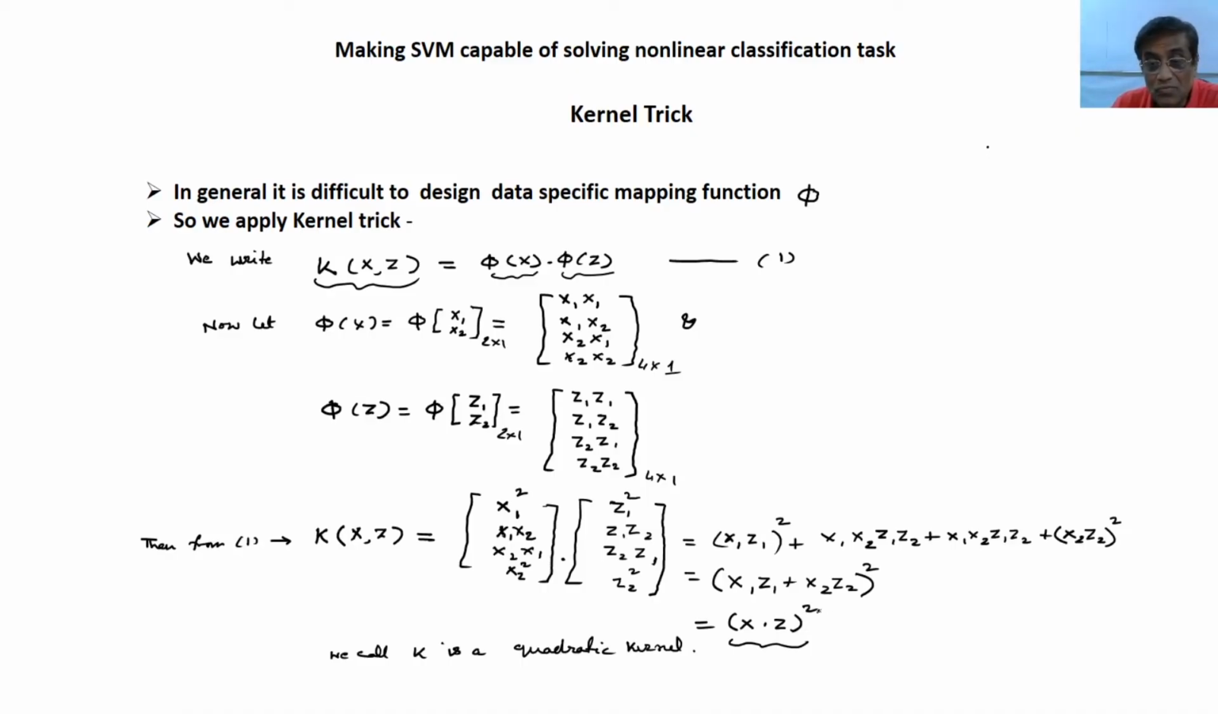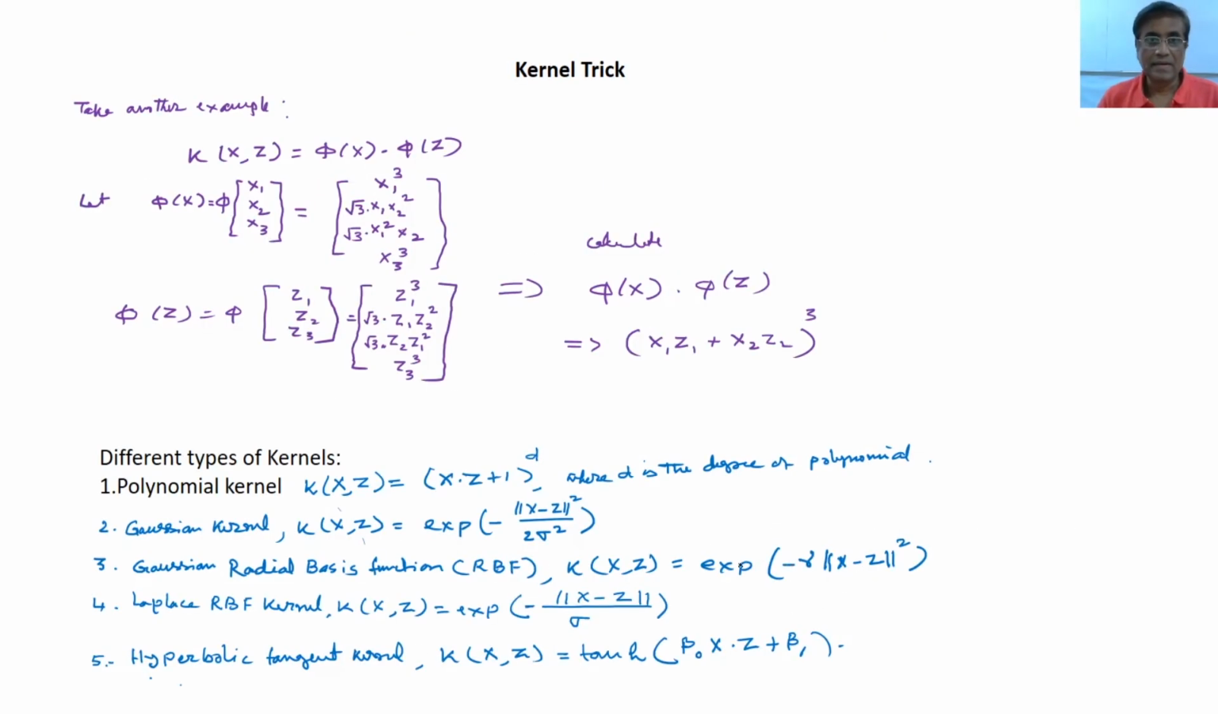Making this 2, 3, 4, 5, I can represent any ugly phi x dot phi z. I will explain that, and this is the trick. You see, whatever you do in higher dimensional space is equivalent to working in the original dimension, but with a polynomial index. That I have proved here with a very small example.